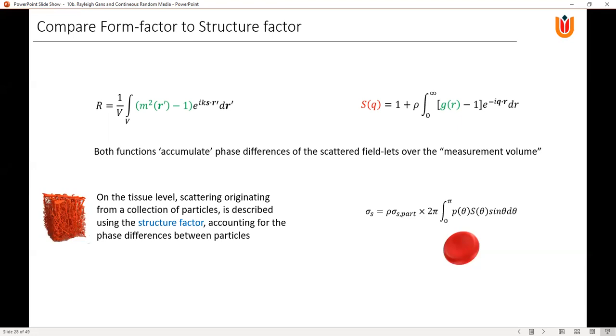So again, looking at the model on the top right-hand side on the tissue level, if you would describe it as a collection of particles, then you would need the structure factor to bind together the scattering fields, the scattering phases, basically, of these different particles. With the equation.